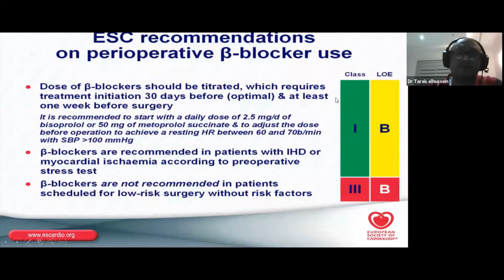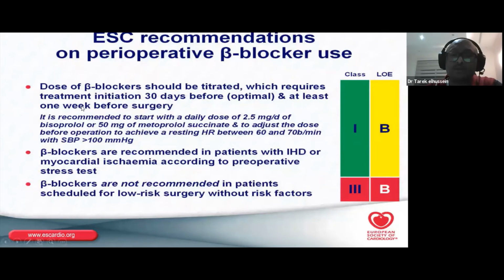So what was the recommendation for use of beta blocker after this study? They changed the guidelines so that beta blockers should always be titrated, and the optimal is to use them at least 30 days before surgery and not less than a week before surgery. So this is your window for starting. For safety, you should start it at least 1 week, up to 30 days, which is optimal.